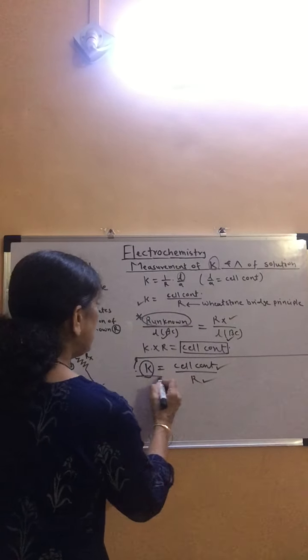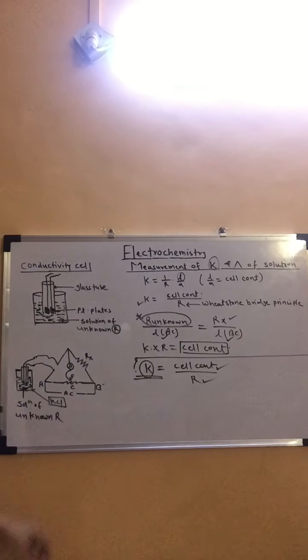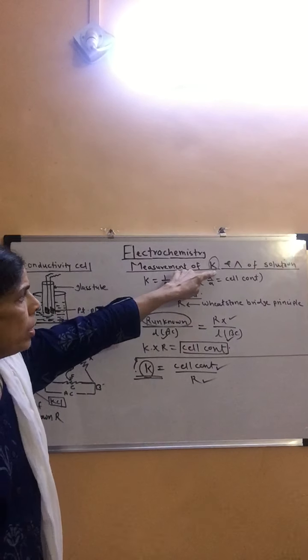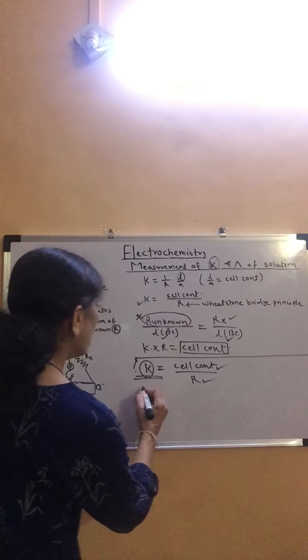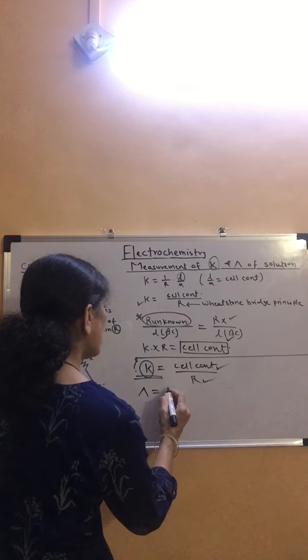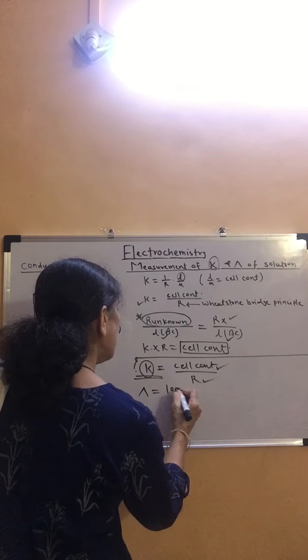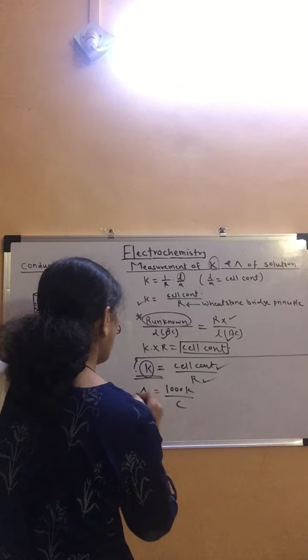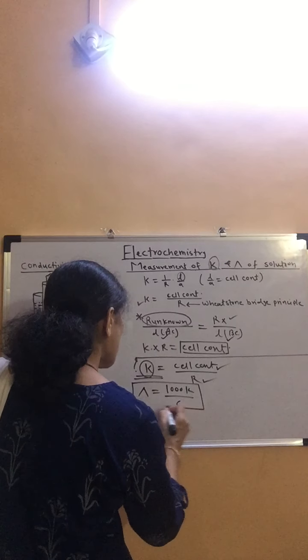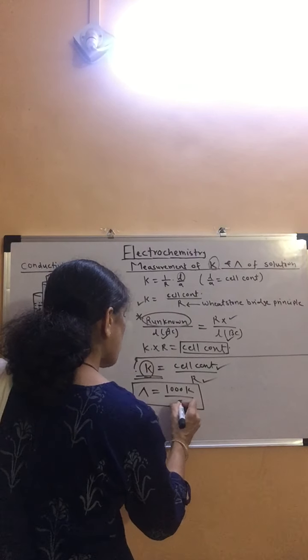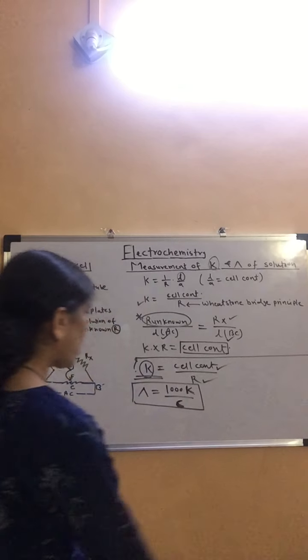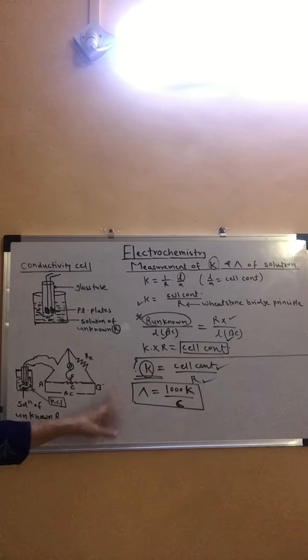So you can determine the conductivity, and after determining conductivity, it is very easy to find out molar conductivity. Molar conductivity is equal to 1000 K upon C. This formula we have already seen. Just by substituting the concentration of the solution and the conductivity, we will be able to get molar conductivity.